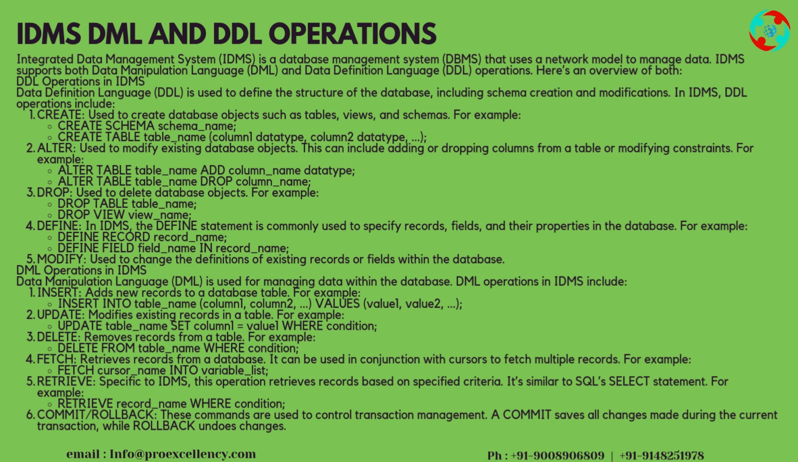Fetch cursor_name into variable_list. Retrieve, specific to IDMS, this operation retrieves records based on specified criteria. It's similar to SQL's select statement. For example, retrieve record_name where condition. Commit and rollback. These commands are used to control transaction management. A commit saves all changes made during the current transaction, while rollback undoes changes.